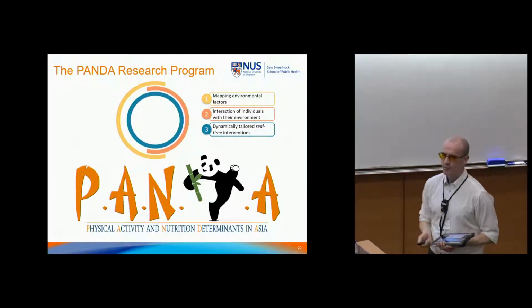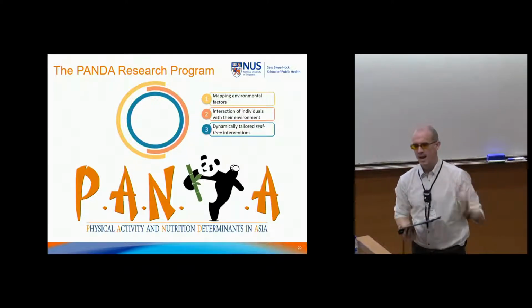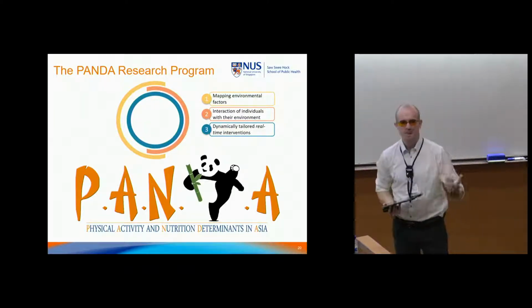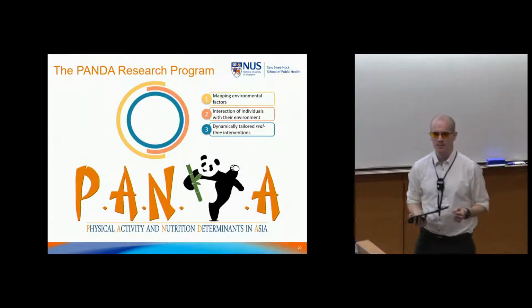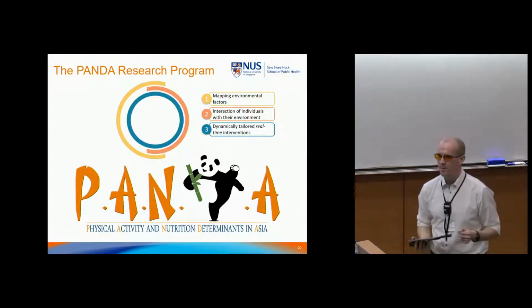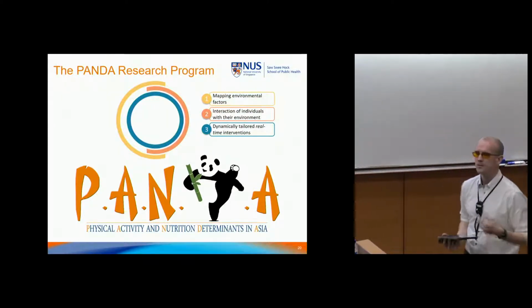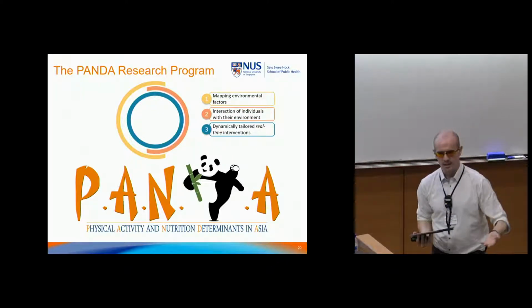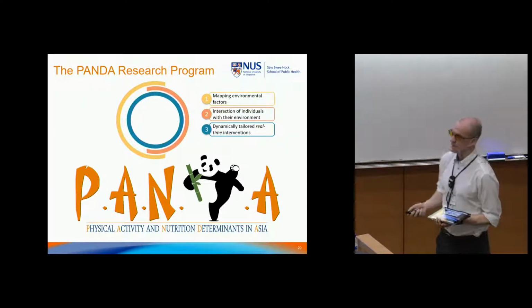Our program has three main kind of areas of work. The first one is concerned with mapping the environment. So actually nothing to do with personalized interventions. We just try to map the environment in terms of how conducive is it to a healthy lifestyle, such as healthy diet or healthy active lifestyle.